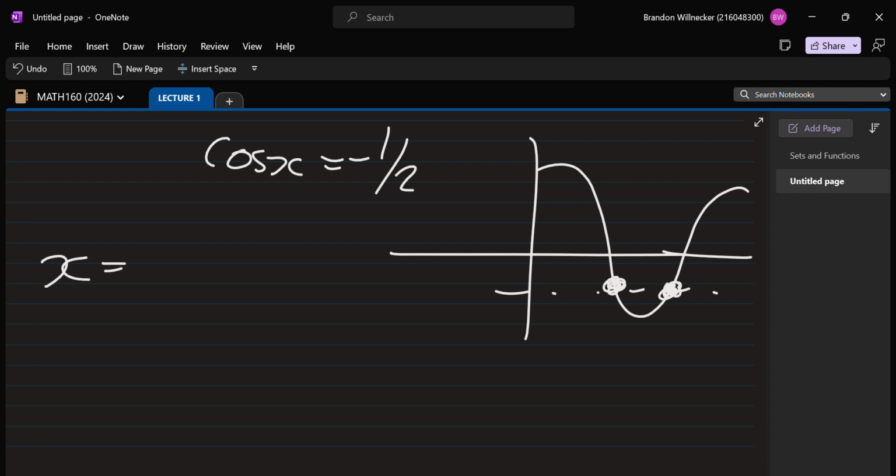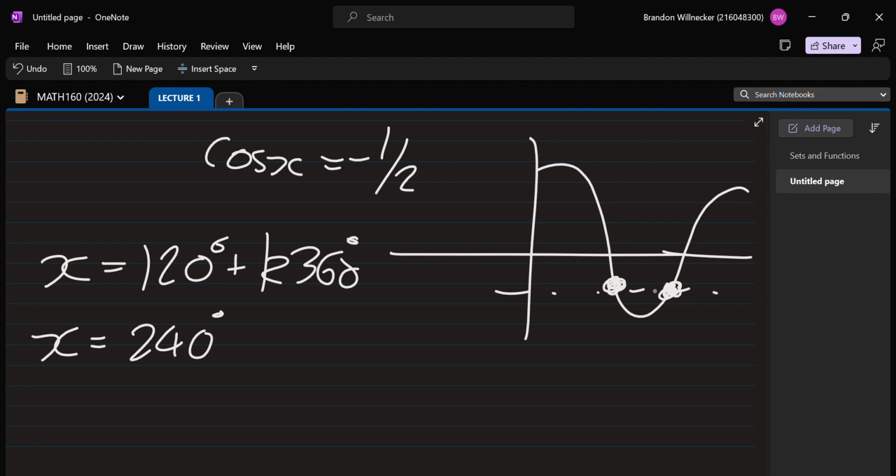So x is equal to 120, as the one person said, plus k 360, where k is any integer. We can go 1 step, 2 steps, 3 steps, as many graphs as we want. That's one, and then we get x is equal to 240, that's the other one. We can use k as well, that's fine, k 360. Okay, so this gives us infinitely many problem points, right? That's a lot of problem points, but we know how to deal with it.